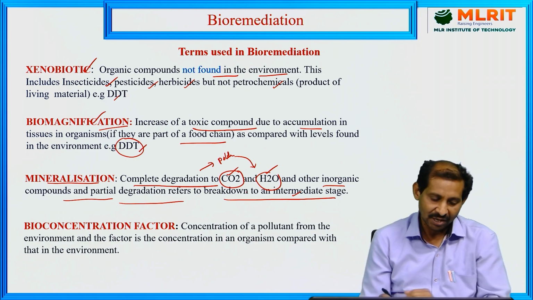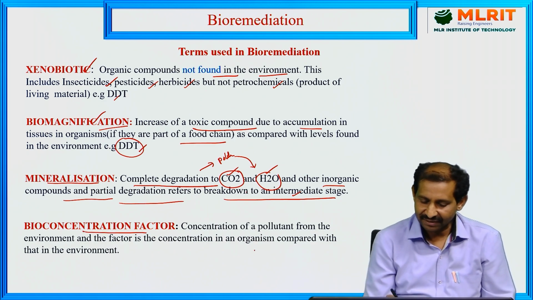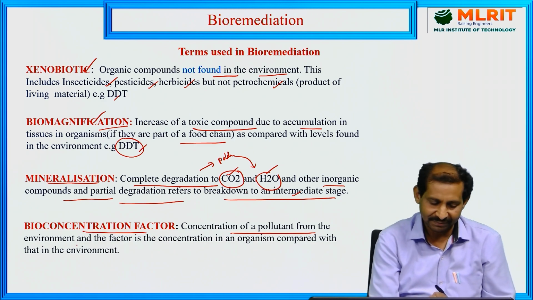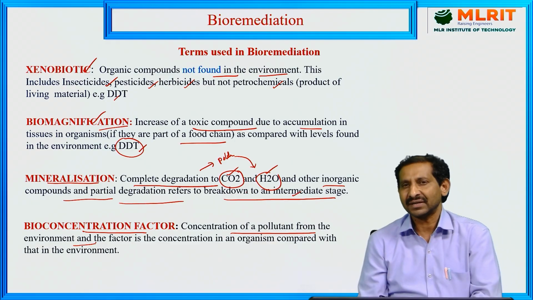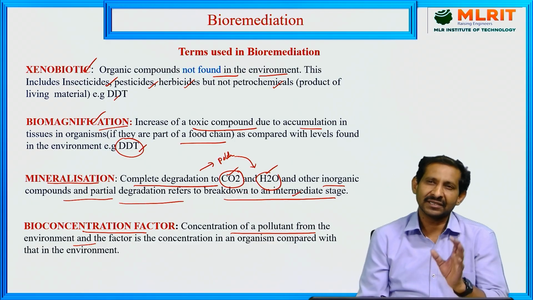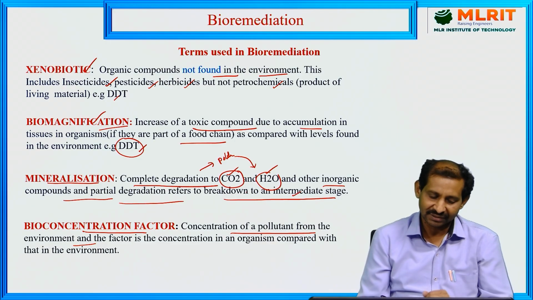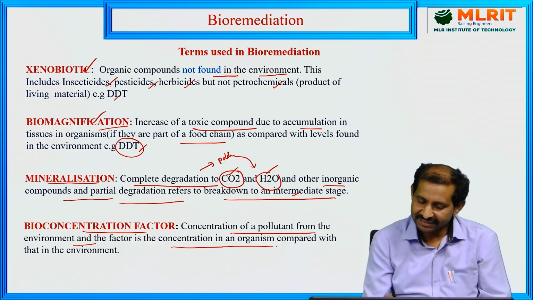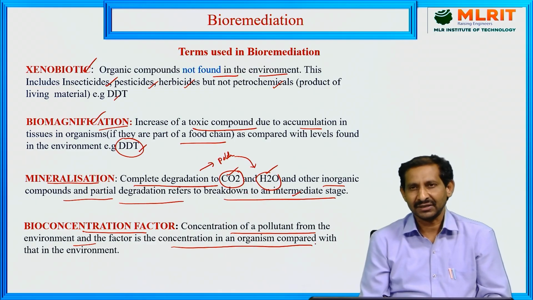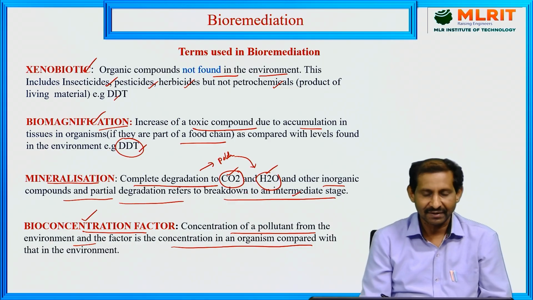So the bioconcentration factor is the concentration of a pollutant in an organism compared with its concentration in the environment. First you take how much concentration is present in the environment, then the concentration in the organism, and compare them. That is the bioconcentration factor.